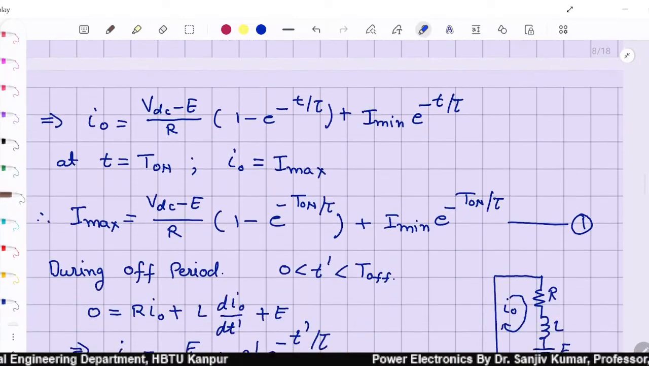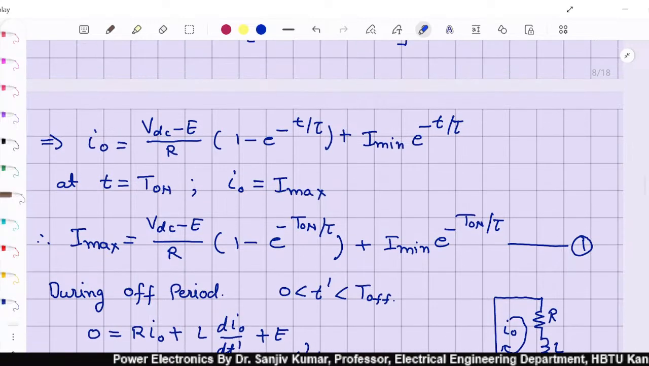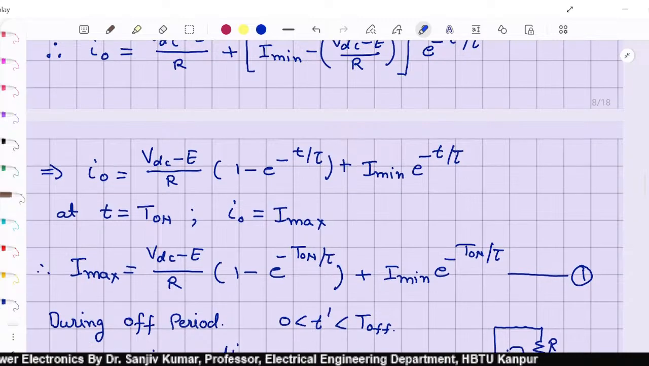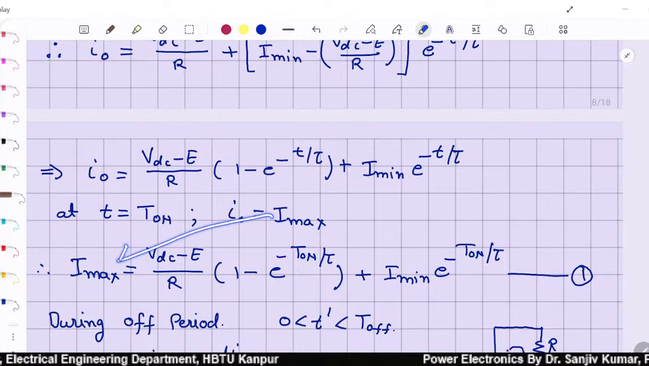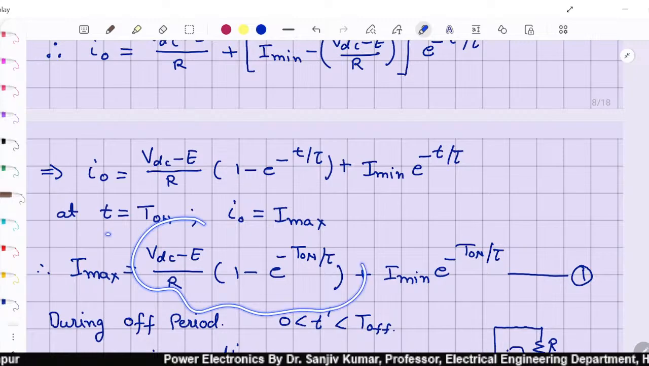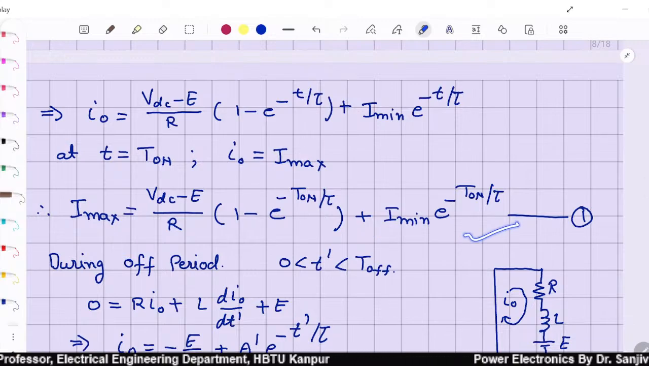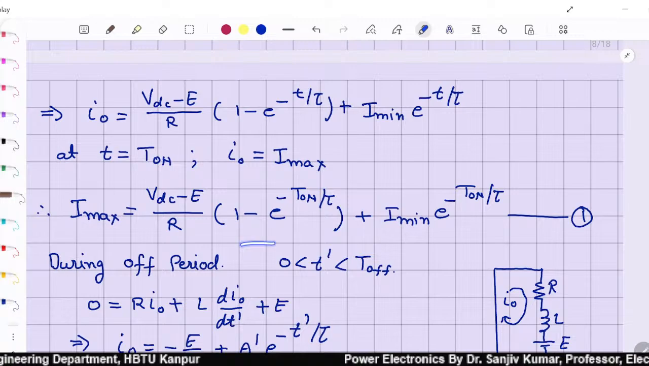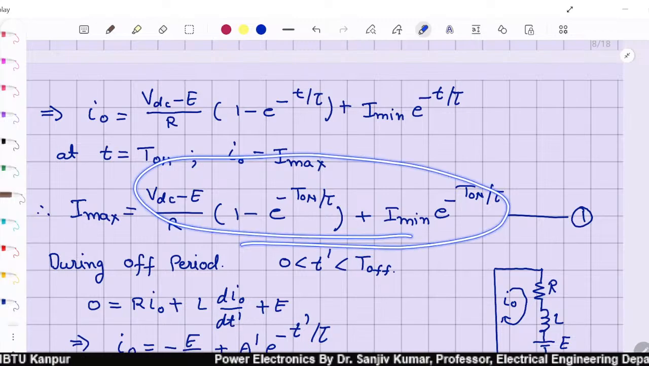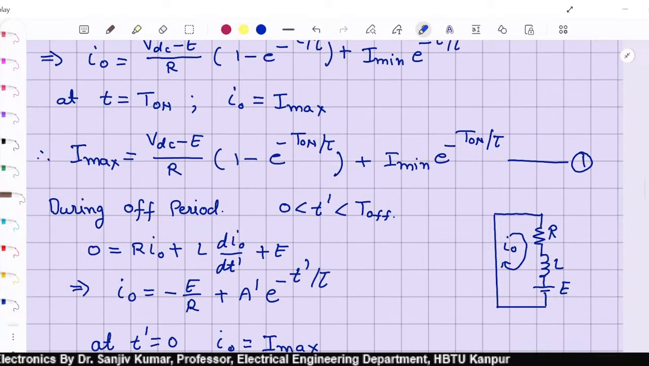Now, at t equal to T on, the value of current is I max. Once we put these two things here, what we get, I max comes out to be (VDC minus E by R) times (1 minus e to the power minus T on by tau) plus I min e to the power minus T on by tau. This we get, means maximum current comes out in terms of minimum current and various circuit parameters R, L, E and T on and tau. Right?